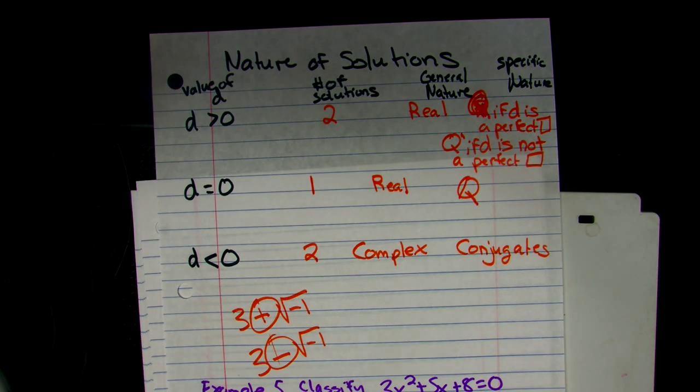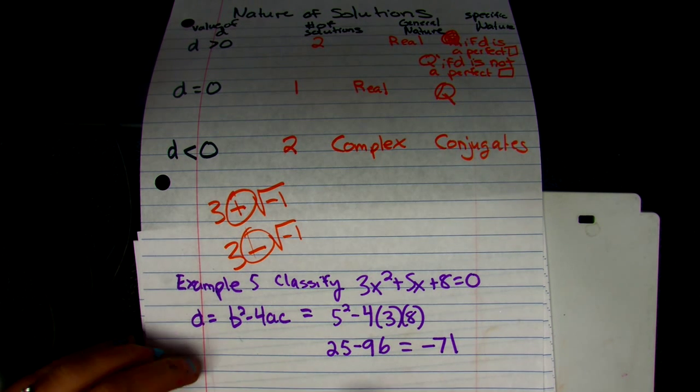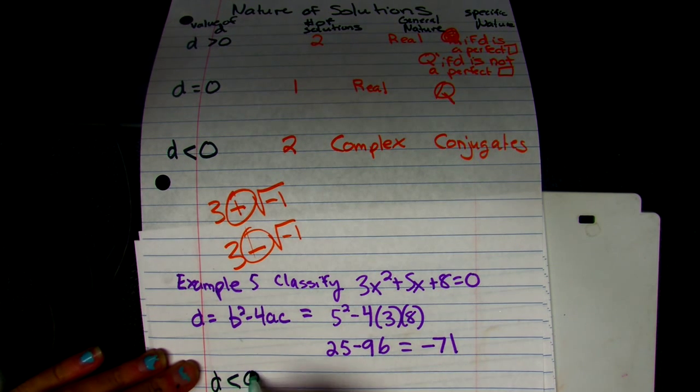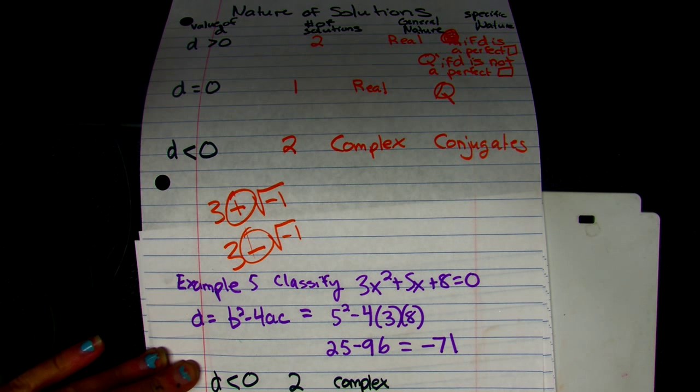because you can't take the square root of a negative number. If you have a negative number, that means one of your answers has to be negative. So that means that d is less than 0, which means you're going to have two solutions, and they're going to be complex because you're taking the square root of a negative number, which is imaginary. And if it's complex, that means you're going to have conjugate answers, which means that you're going to have the plus and the minus.